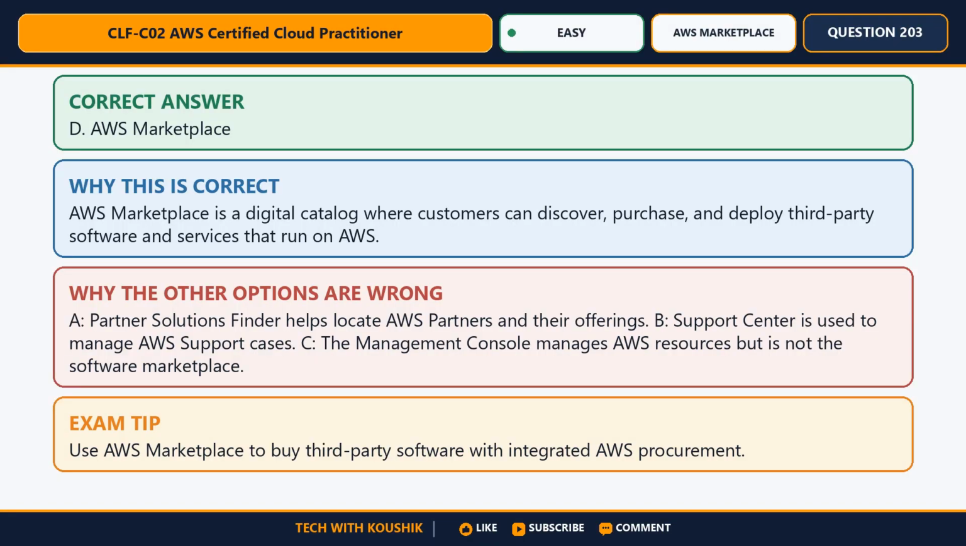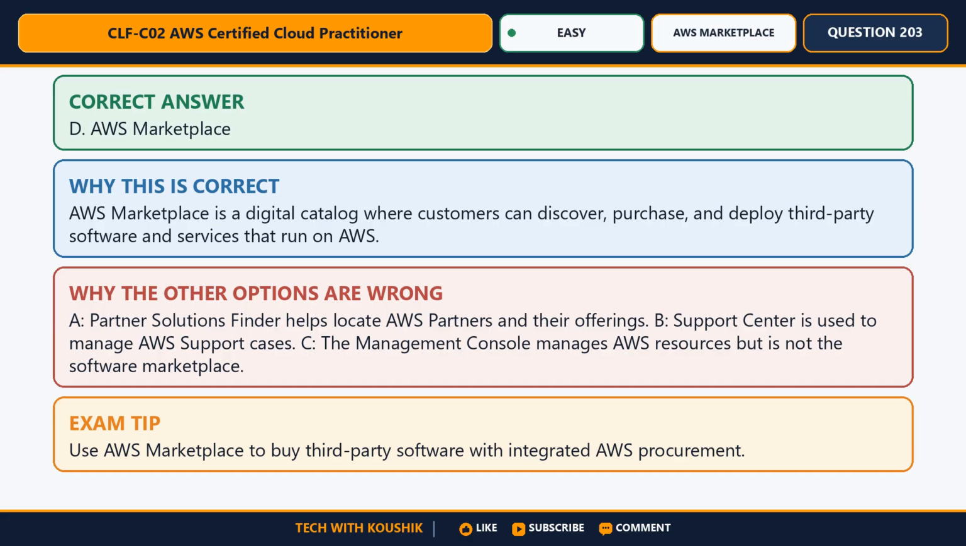The correct answer is D. AWS Marketplace. Here is why. AWS Marketplace is a digital catalog where customers can discover, purchase, and deploy third-party software and services that run on AWS. Why are the other options not correct?